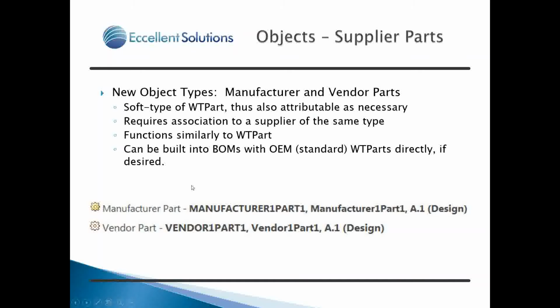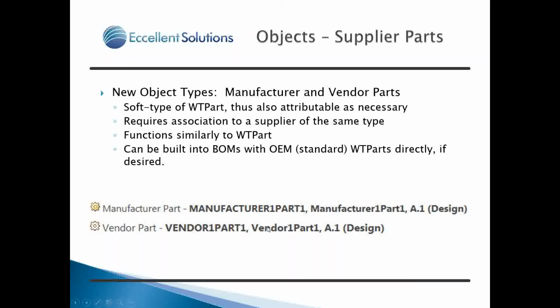The other new object that's mainly used with Suma is something known as supplier parts. Again, like the supplier object type, supplier parts also have two subtypes called manufacturer parts and vendor parts. And these are the objects that actually create business data within Windchill. Since the manufacturer and vendor parts are soft types of the WT part, it functions pretty much the same way that the WT part does. You can create additional attributes on the WT parts and pretty much do anything you do with regular WT parts to them as well. In order to create a manufacturer or vendor part, you have to associate that to a supplier of the same type. So manufacturer parts have to be associated to a manufacturer, and vendor parts to a vendor.